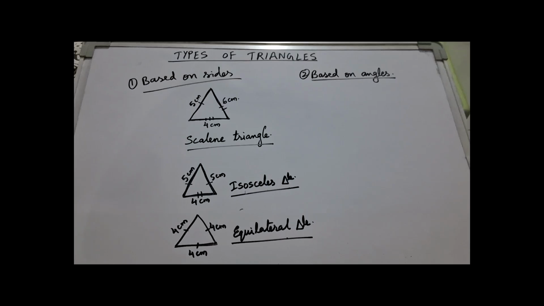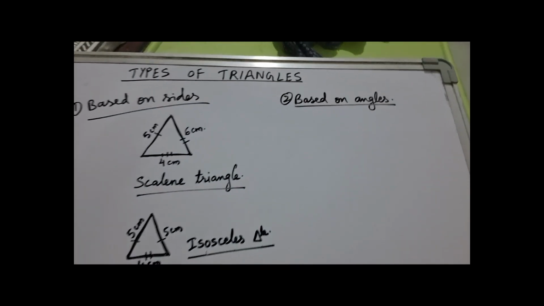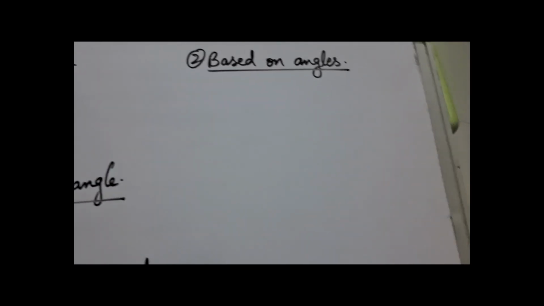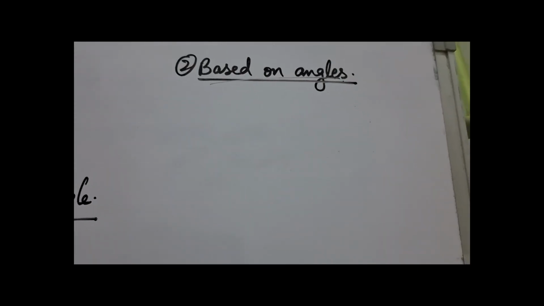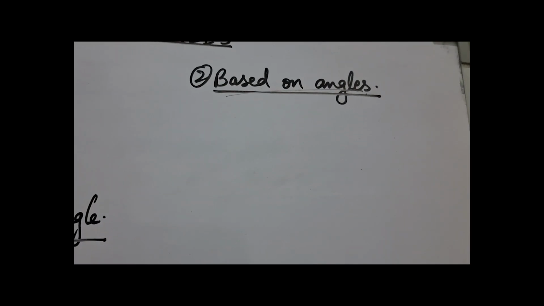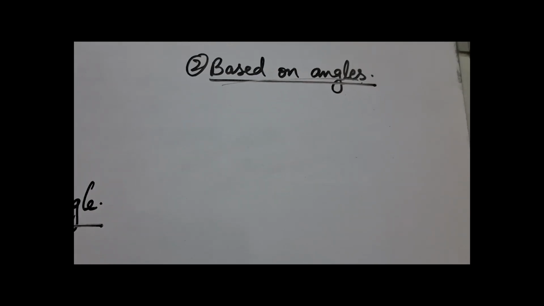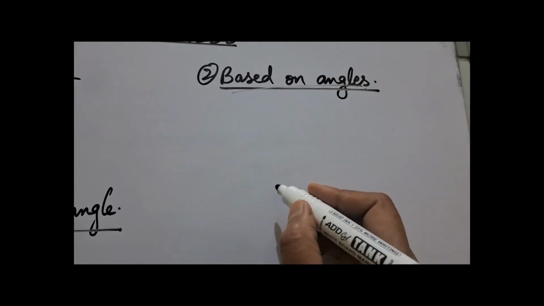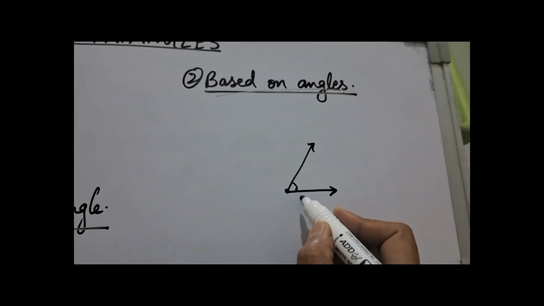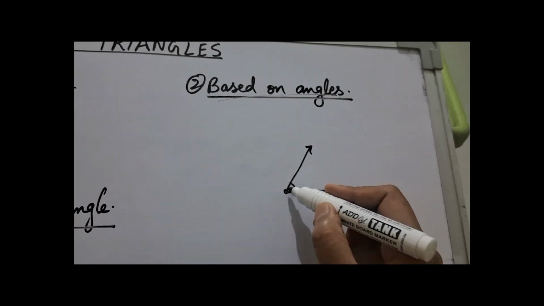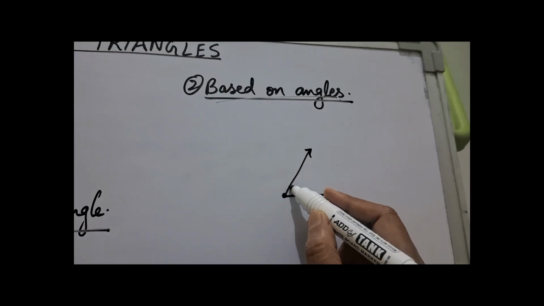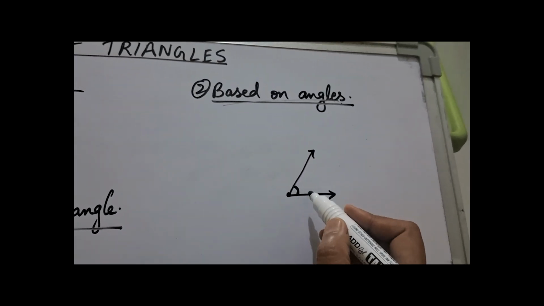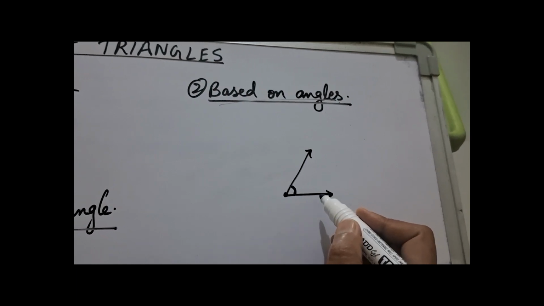Okay, children. Now, we will see what the types of triangles are based on angles. Before going to know the different types of triangles based on angles, we need to know some things about angles, children. So first we will know about the angles. We know that when two rays have a common vertex, an angle is formed. Now, can we measure the angles? Yes, children, we can measure the angles.